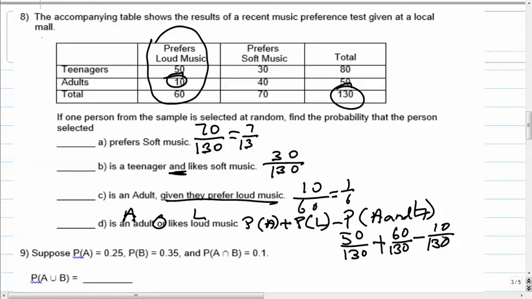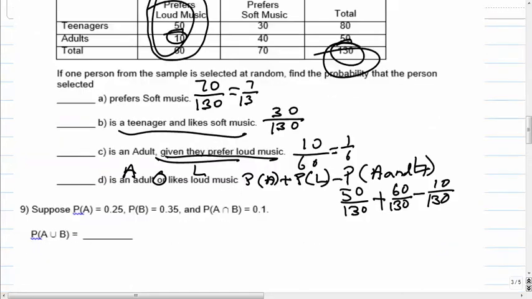Okay? Remember, when you're given information, your world changes. People often confuse an and for given. These people are still in the 130. We didn't say they like music, soft music, or they were teenagers.